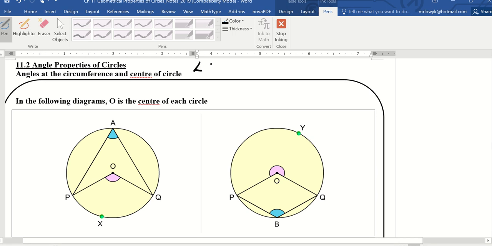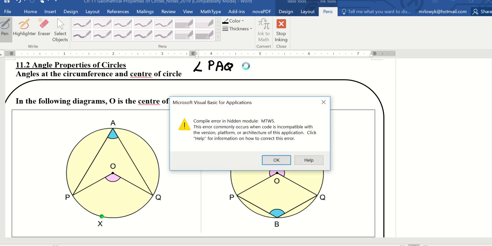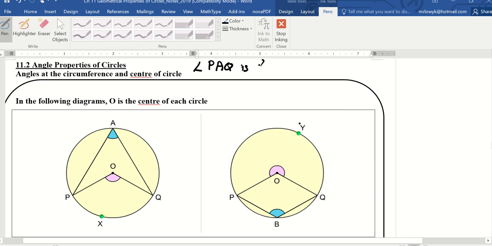Angle, write down. Angle PAQ is formed by point P and Q. Can you write it down? Gerald, write it down. Can you write down angle POQ is formed by point P and Q.